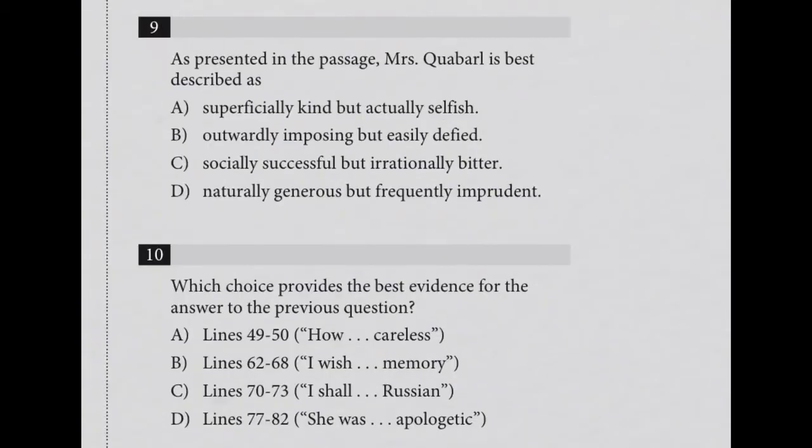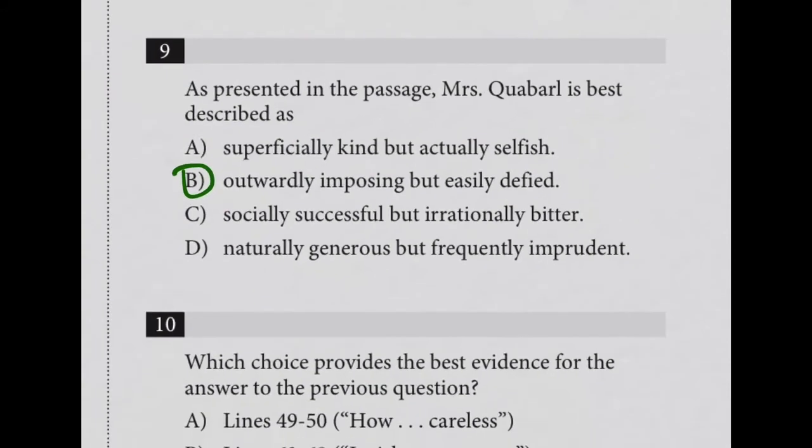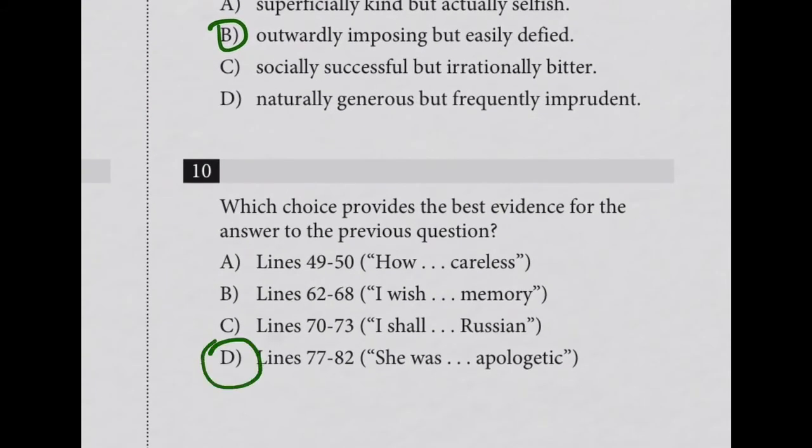9 and 10 were paired questions. You should have started with these line numbers to find the answer to number 9. As presented in the passage, Mrs. Quabarl is best described as B, outwardly imposing, but easily defied. In lines 77 through 82, the narrator describes Mrs. Quabarl as appearing magnificent and autocratic, or outwardly domineering, but easily cowed and apologetic when someone challenges or defies her authority. So lines 77 through 82, 10 was D.